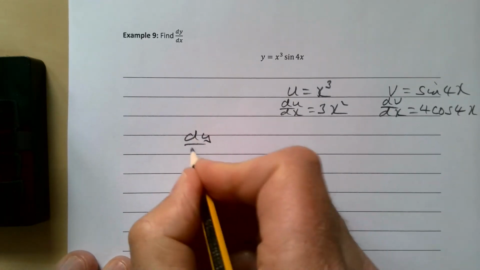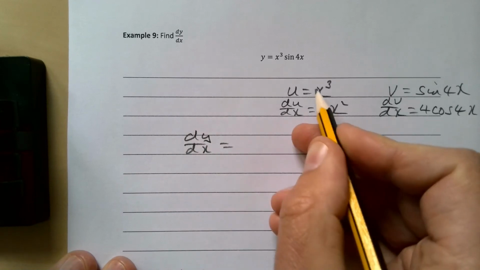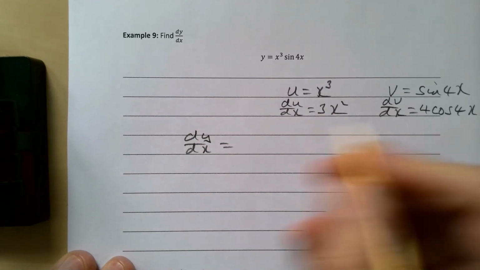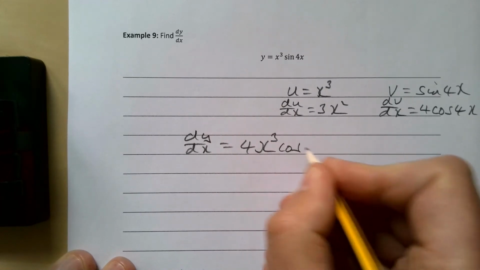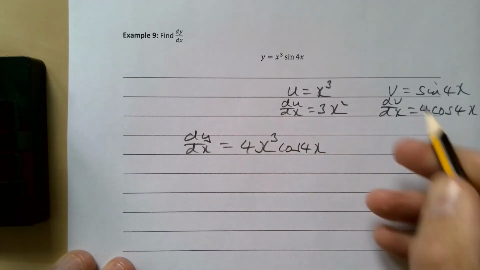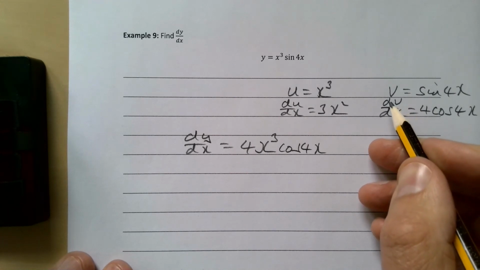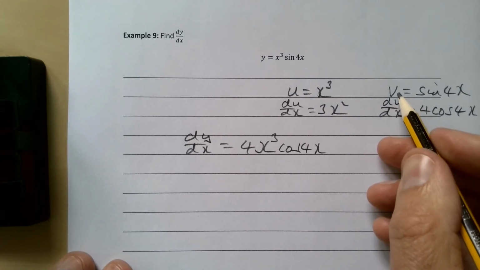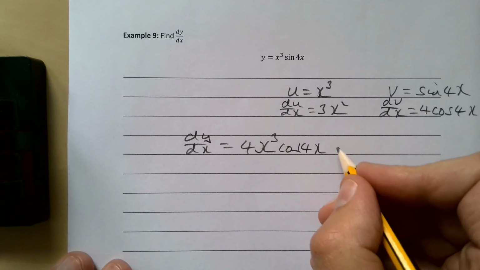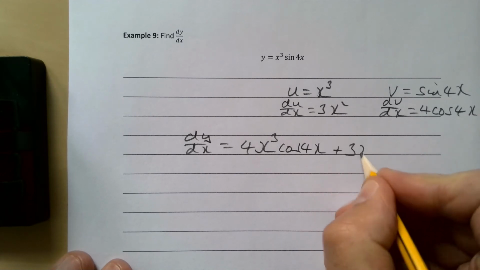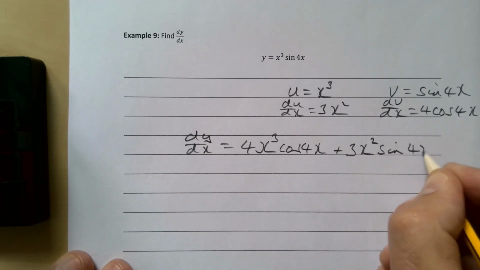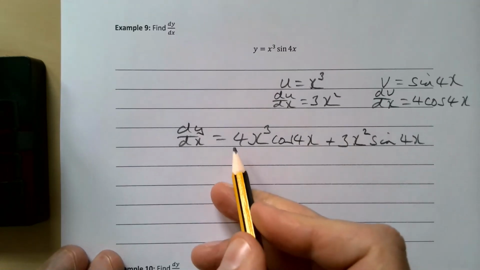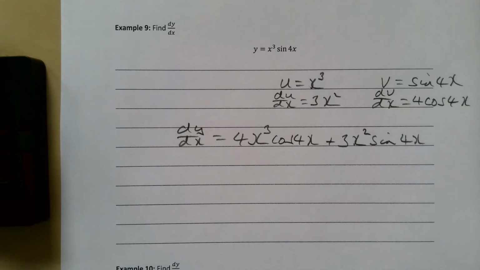dy by dx then is u dv by dx, so it's going to be 4x cubed cos 4x plus v du by dx, maybe the other way around, but that's okay, plus 3x squared sine 4x. You could take out a wee x squared there as your final line, but I don't mind. I'm just happy enough to leave it like that.